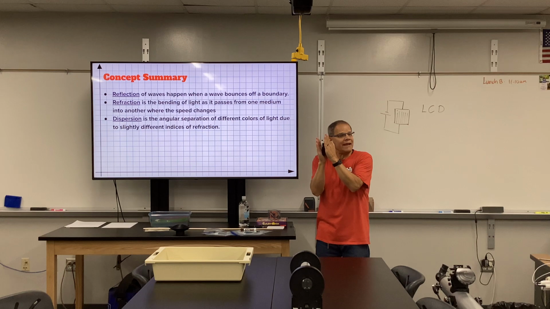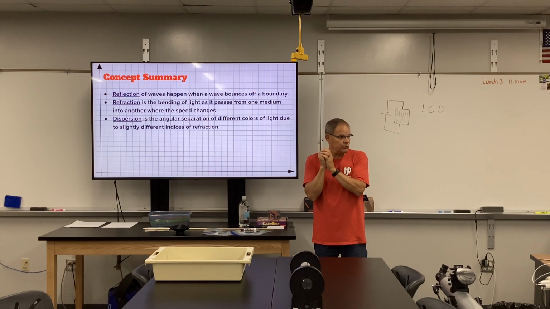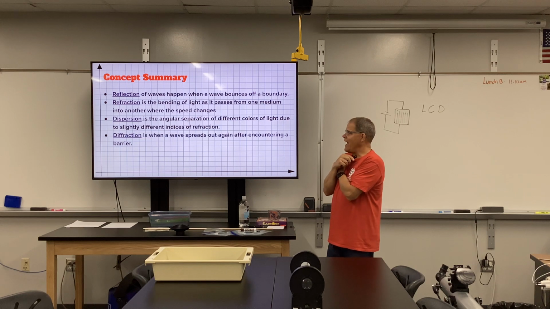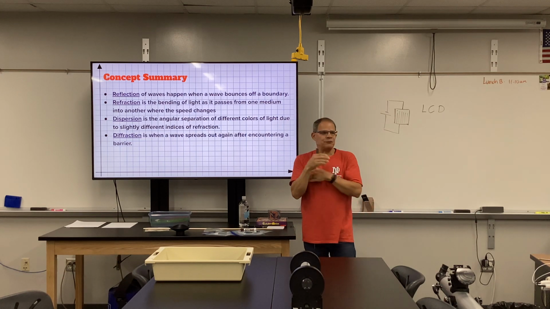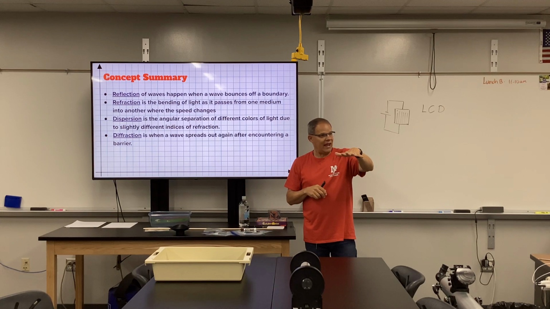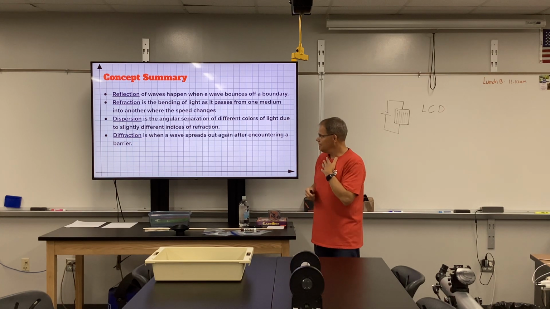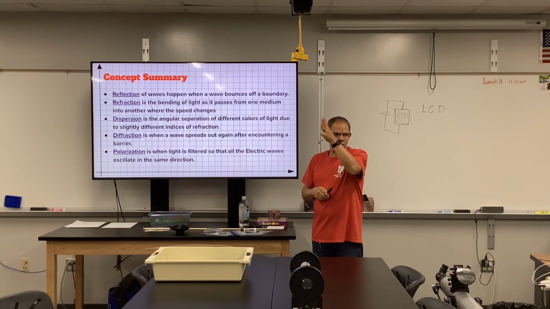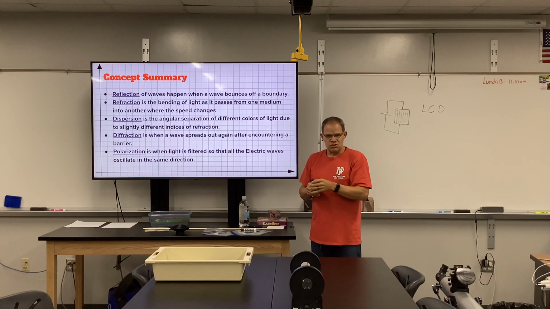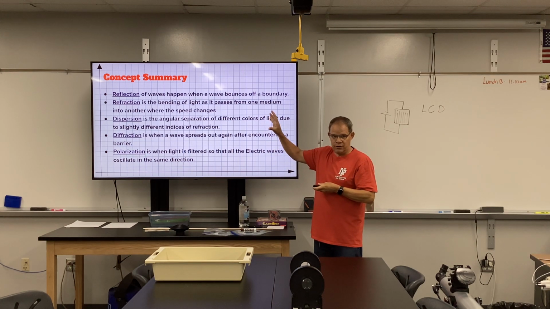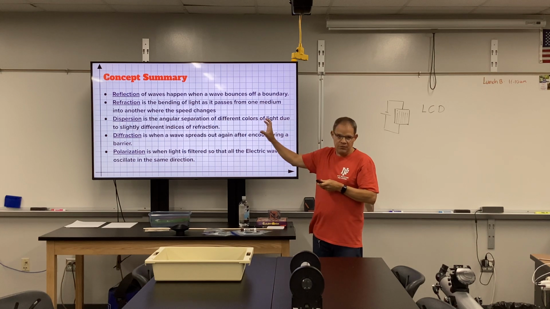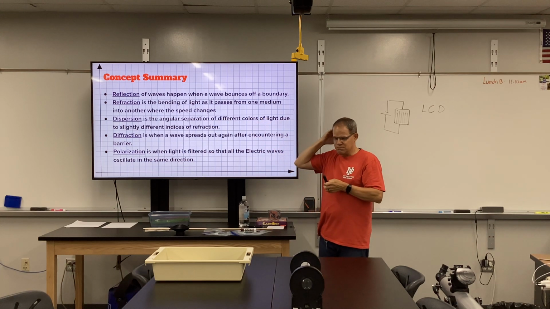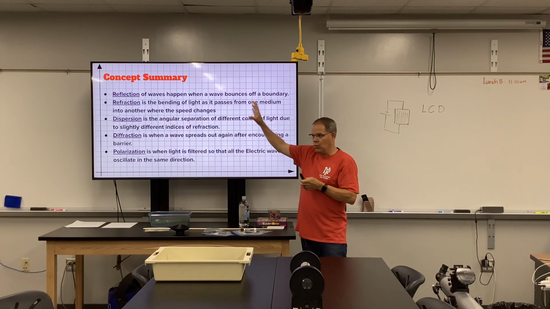Dispersion is the spreading out of the different colors because they all refract at slightly different angles. And dispersion is how we get the rainbow, the colors spread out. Diffraction is the spreading out of a wave after it encounters a barrier. So the shadow of your hand gets fuzzy. That's diffraction. And polarization is when light is filtered so that all of the electric waves are oscillating in the same direction. So there's a lot of terms floating around in this unit, okay? That's just a quick summary of the main ones. All right, so you should probably have a good working understanding of that or have them in your toolbox.